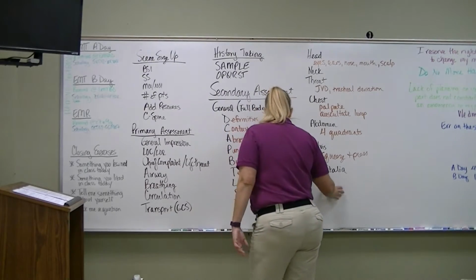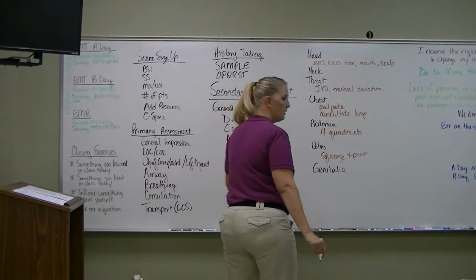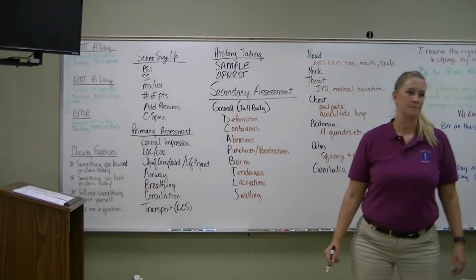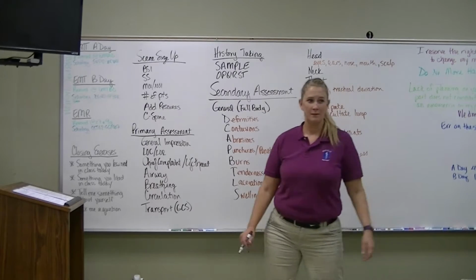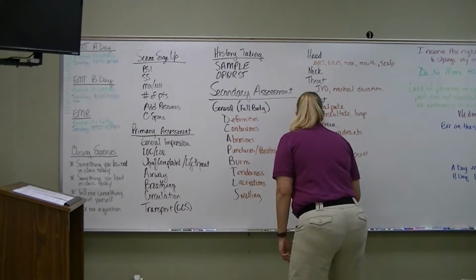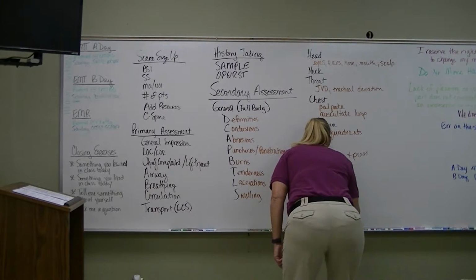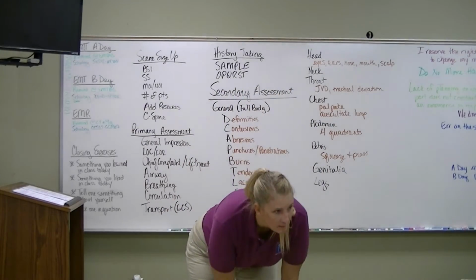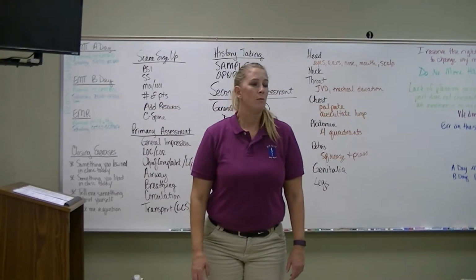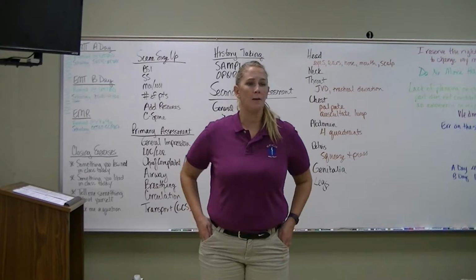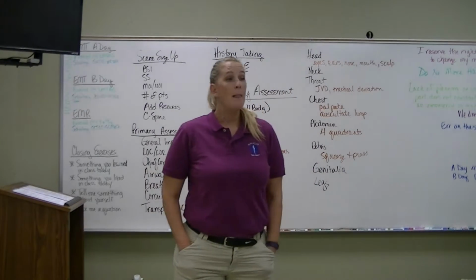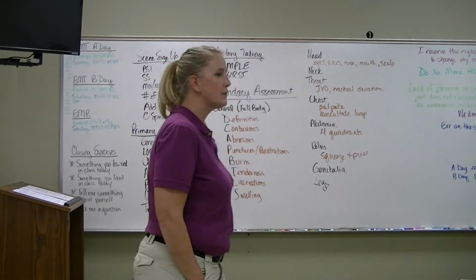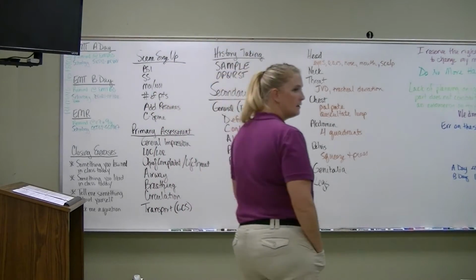Okay, what do we have after genitalia? Extremities. We have 4 of them. Did you know that? Okay, so after genitalia we have legs. We're going to look and feel all the way down our legs. When we get to the bottom of our legs, what are we going to check? Pulse, motor, and sensory. How are we going to check those things?